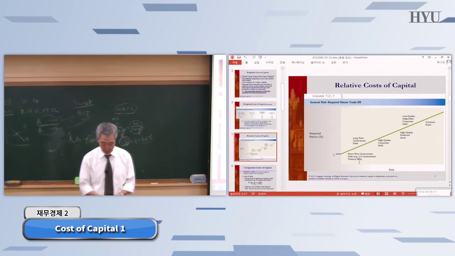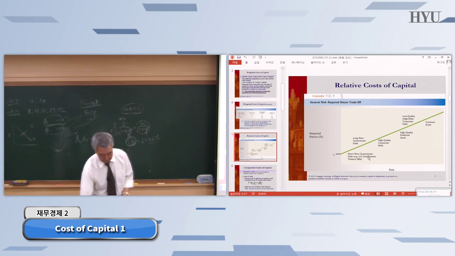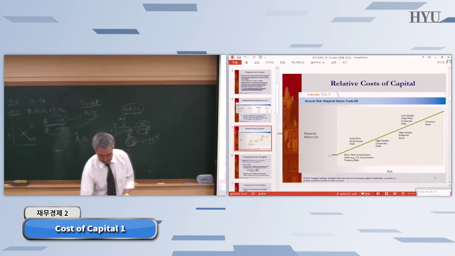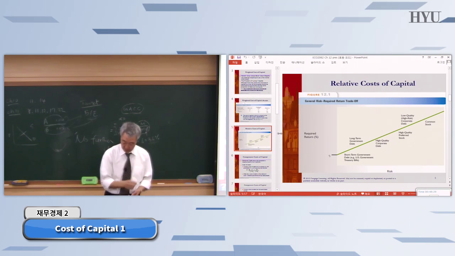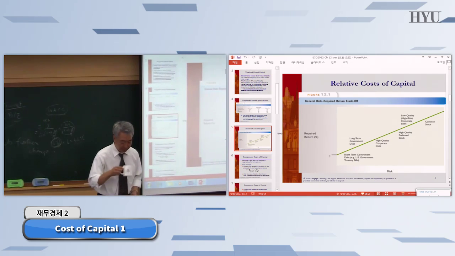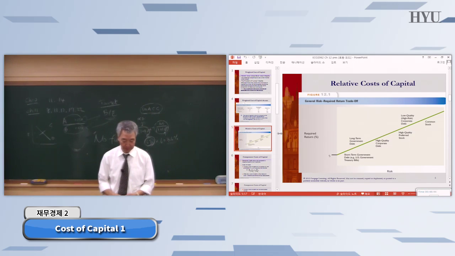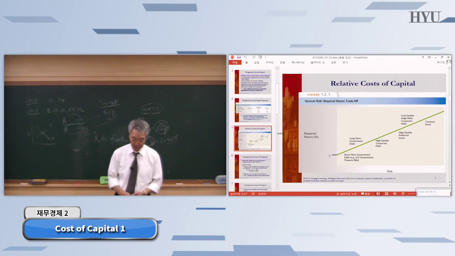All right. In your note, you don't have this slide. I did not include it in your note because this is from your textbook. And what this slide is about is simply pointing out that different types of securities have different rates of return or required rates of return. And of course, that depends on the risk level, right?